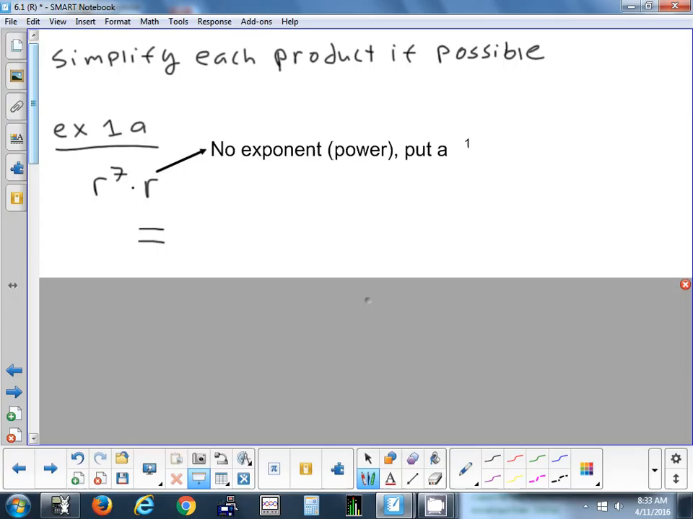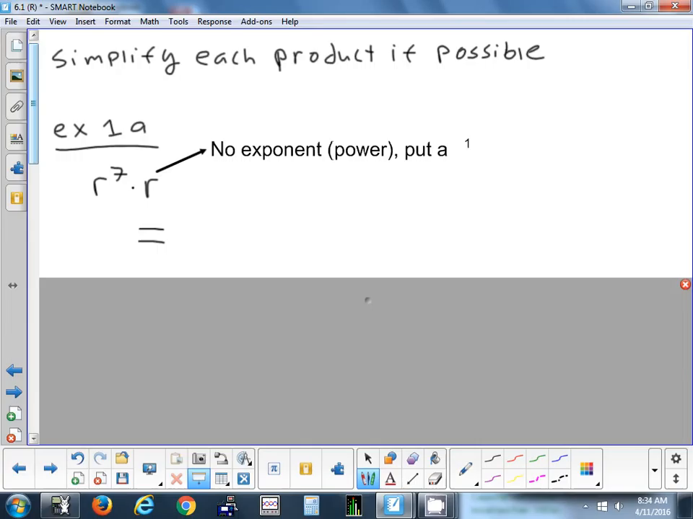As a hint there, we talked about this. Can anyone tell me what r to the 7th times r is? R to the 7th. No, wait, r to the 6th. How'd you get that? If you add 7 and 1, it's 8, right? If you add 7 and 1, you get 8.